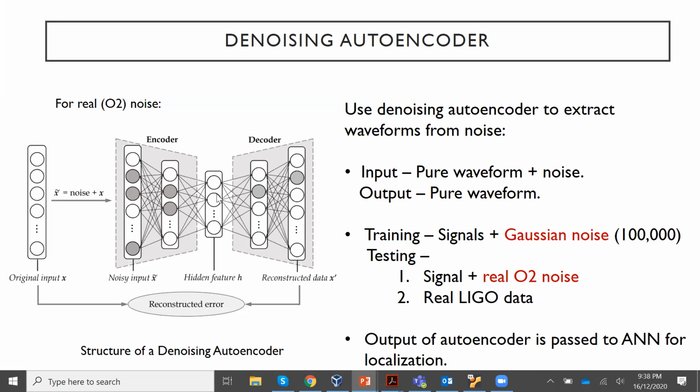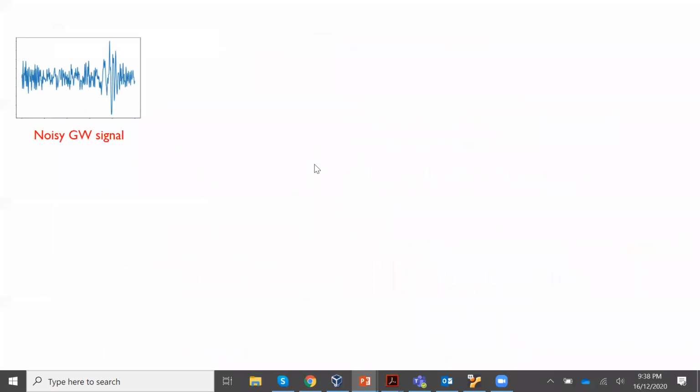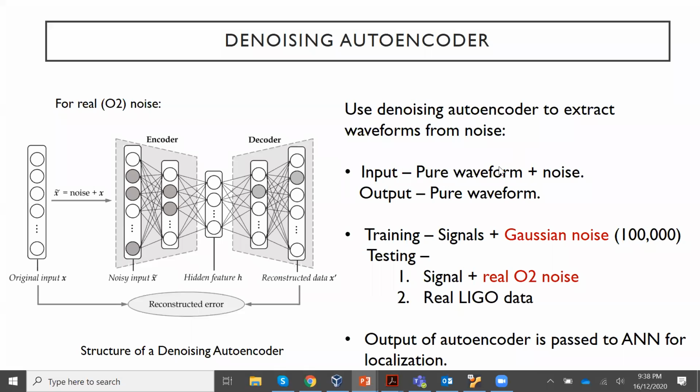However, for a denoising autoencoder, what it tries to do is reconstruct the original input, which is uncorrupted, from this reconstructed data. And the way it does this is by trying to minimize the reconstruction error between the original input, which is the pure signal uncorrupted by noise, and the output of the autoencoder, which is the prediction that we get at the end. So I use a denoising autoencoder network where my input is a pure waveform injected in noise, and my output is the pure waveform that was originally injected in the noise.